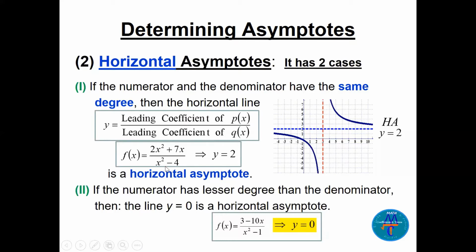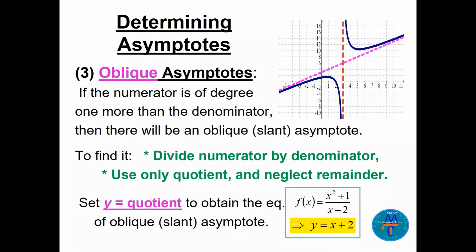2 over 1 is the horizontal asymptote. Now, sometimes the numerator has lesser degree, like this one, 3 - 10x, power 1 here and here power 2. So the degree in the numerator is less than the degree in the denominator. So y will be 0, because if we put here x squared, it will be 0x². So take the leading coefficient, 0 divided by 1, which is y equals 0, which is the x-axis.